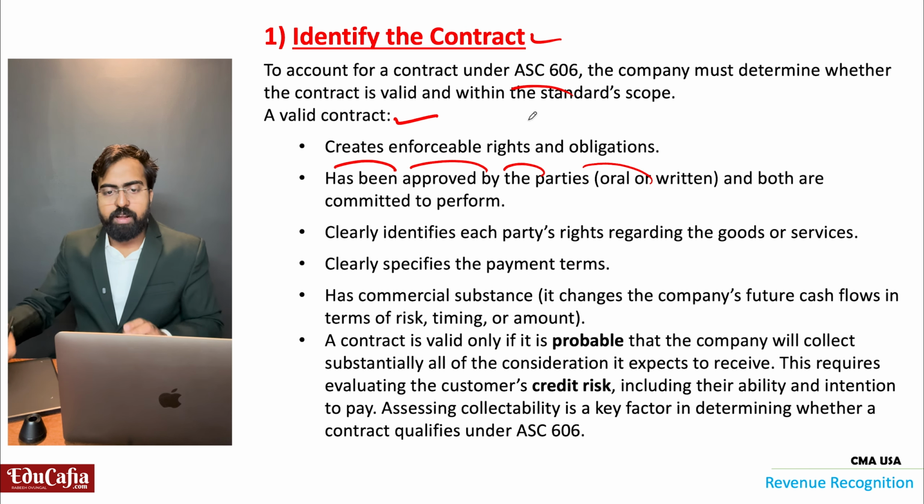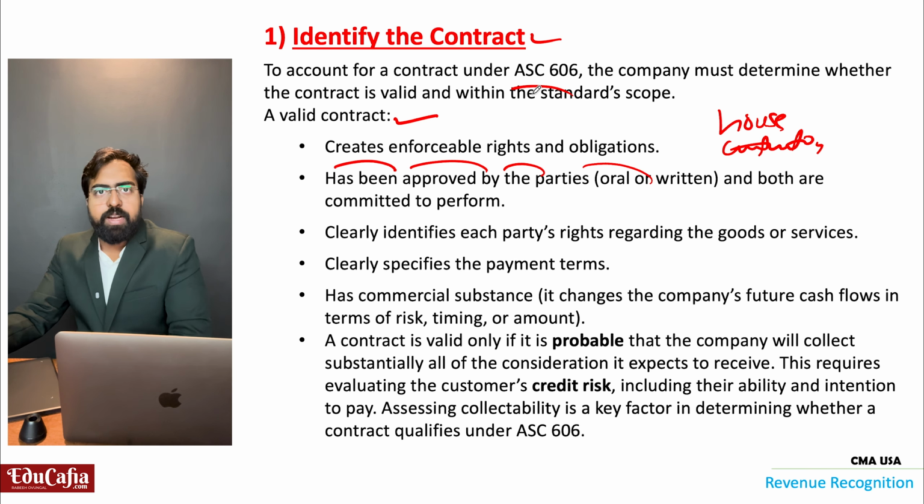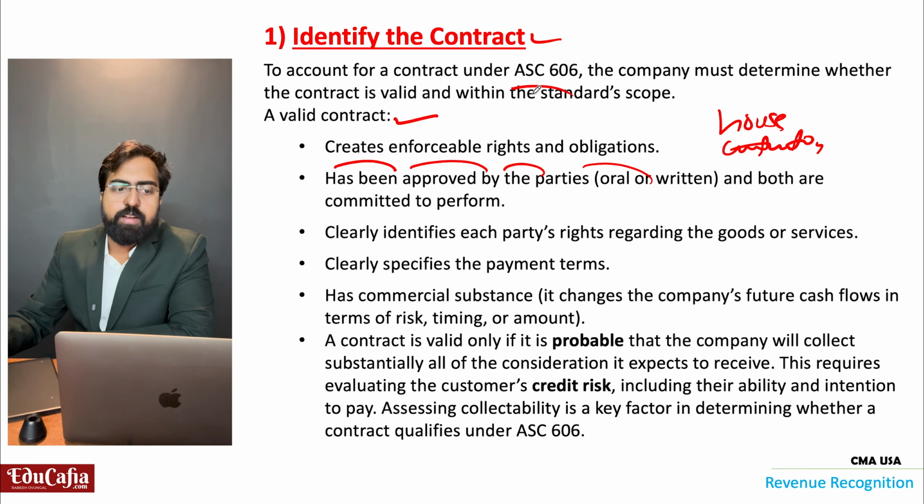Contract is nothing but, for example, house construction. The house is being constructed for the customer. For the customer, what are the rights? In future, they are going to get the right to the house. What is my obligation? I have to construct the house perfectly, with the proper design and proper structure. That is my obligation. So it creates enforceable rights and obligations.